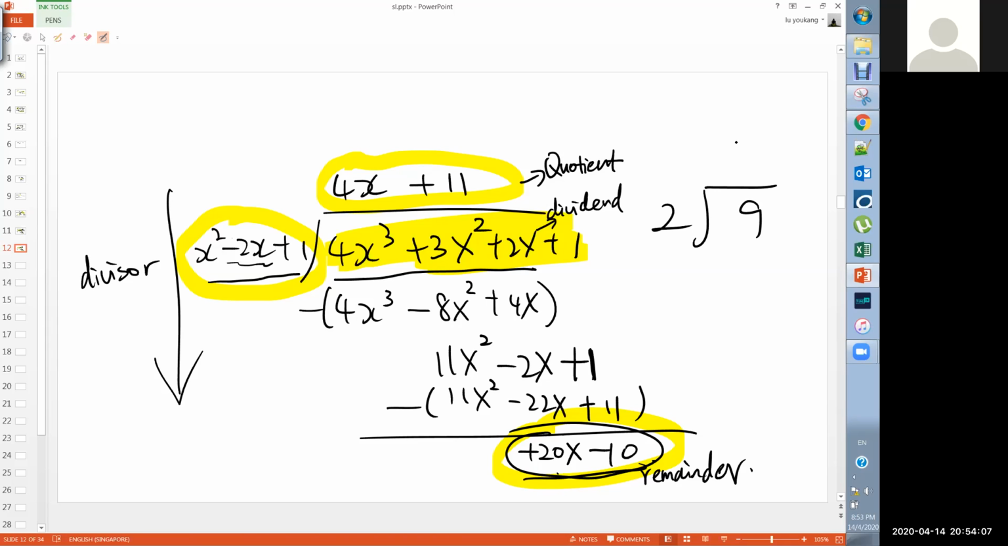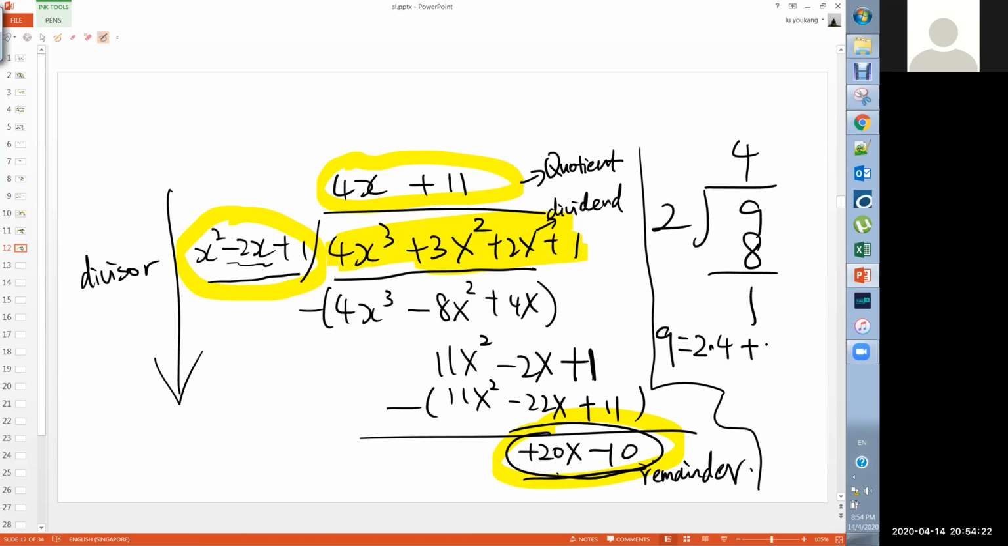What do you get here? 4, right? You get 8, right? And you get 1, right? So how do you write this thing in the equation form? You write it like this: 2 times 4 plus 1, right?